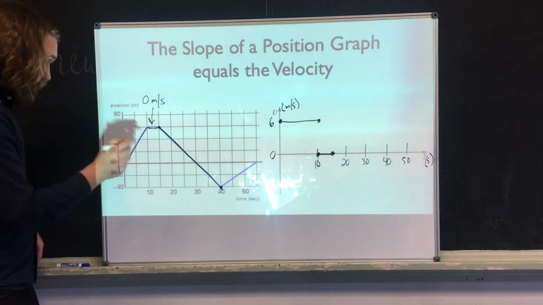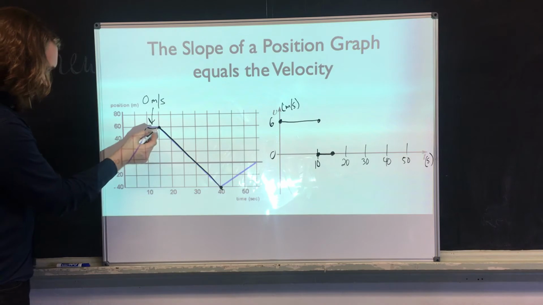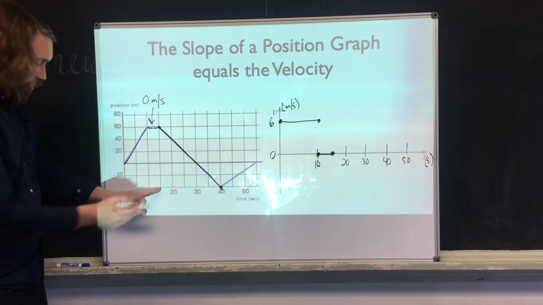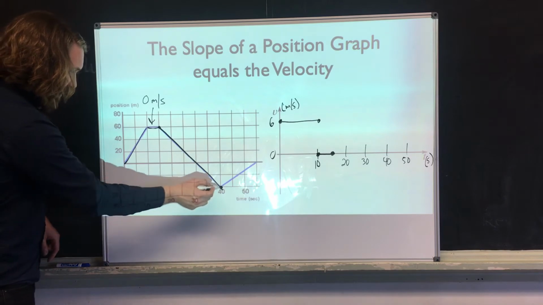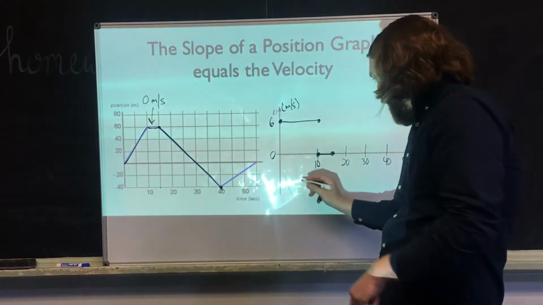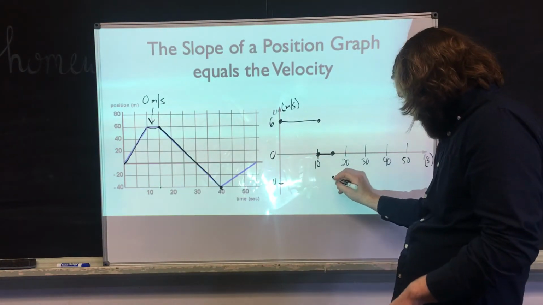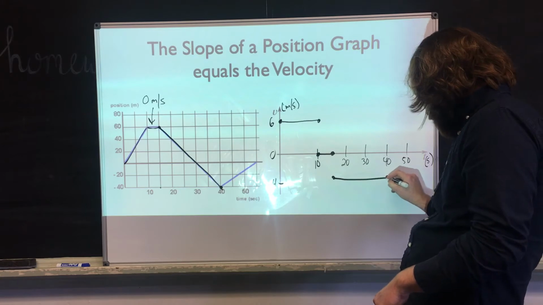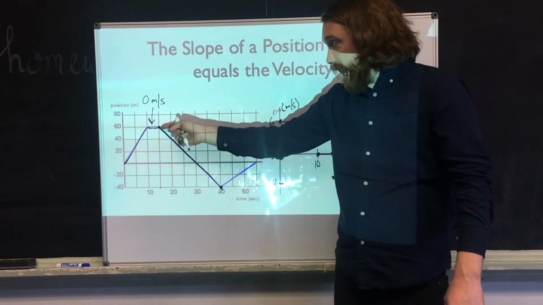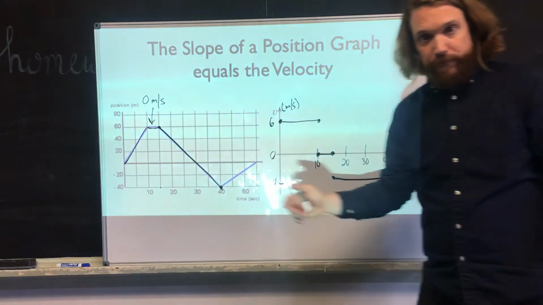Okay? This one is all straight, which means it's a constant velocity. We go from 60 down to negative 40. That is negative 100. And from 15 to 40, that is 25. That gives us a slope of negative 4. So from 15 seconds to 40 seconds, our velocity is constantly at negative 4. Why? Because that is the slope of the line. The slope of this line is negative 4.